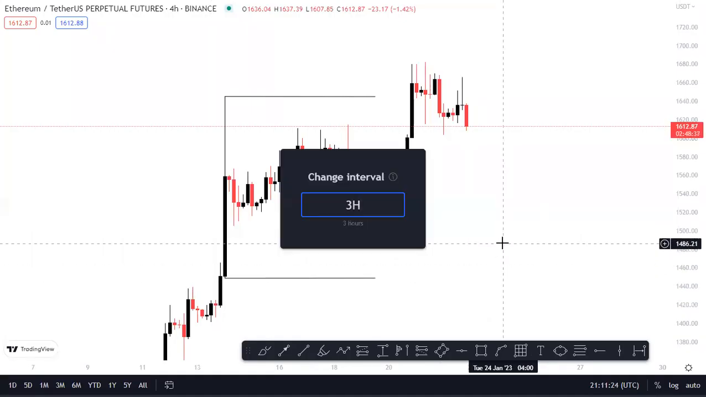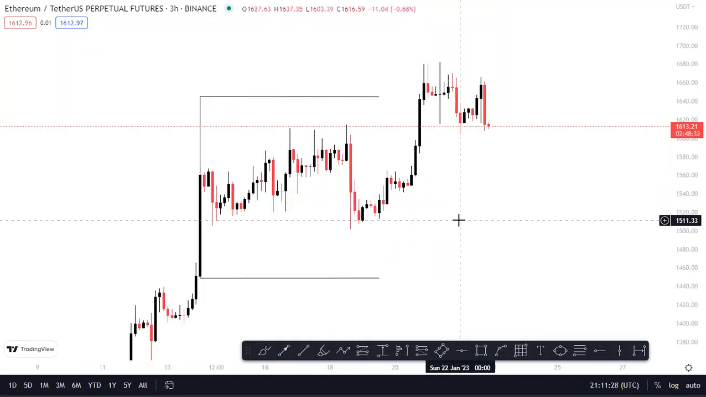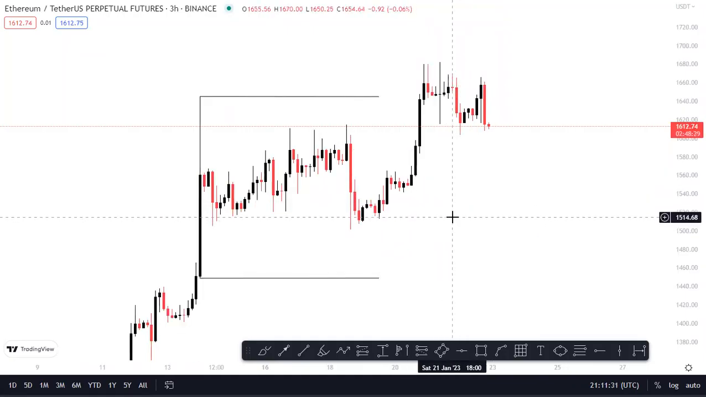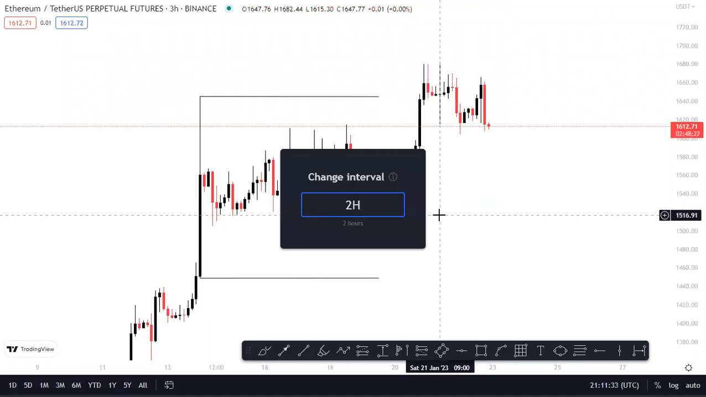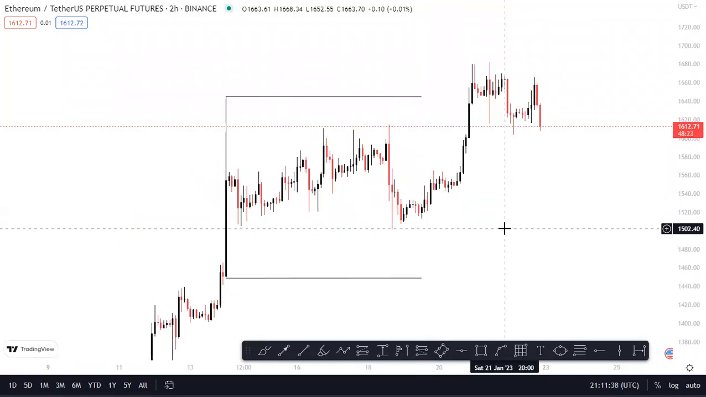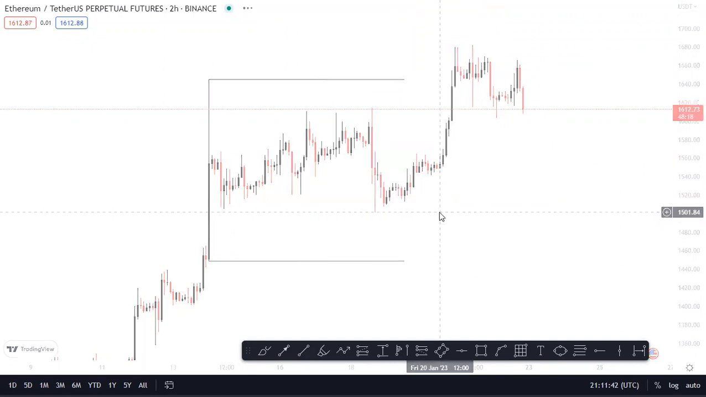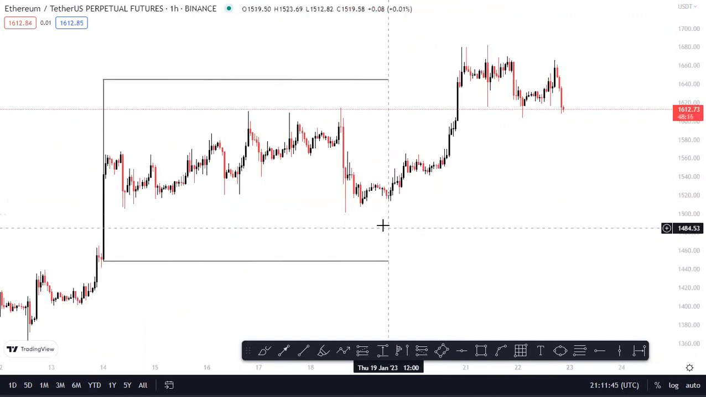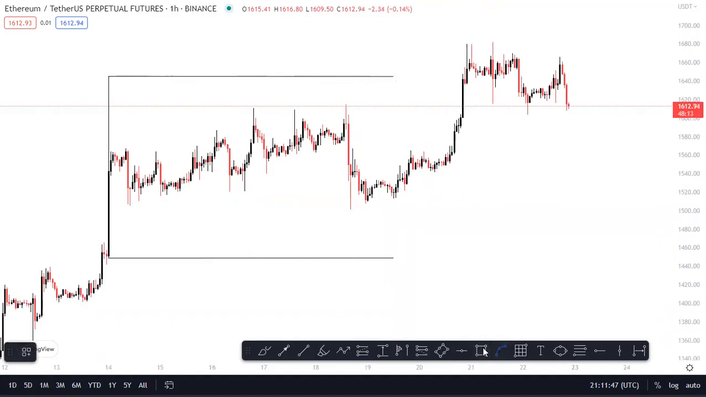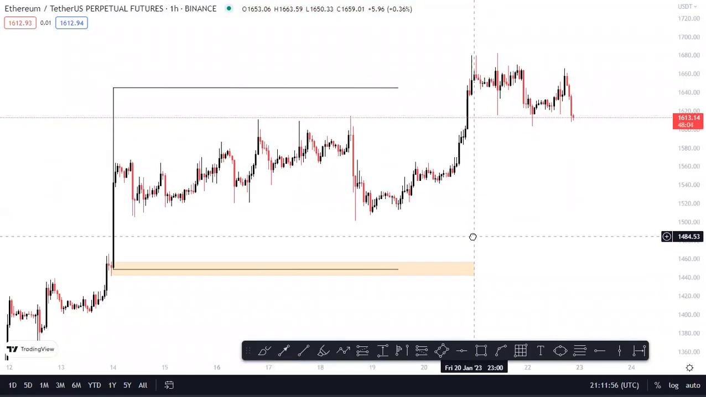When I go to the 3 hour time frame, you can see things, but they won't be that clear. On the 2 hour time frame, they are getting interesting. Then on the 1 hour time frame, this demand zone here is a valid demand zone to buy the market to the upside.